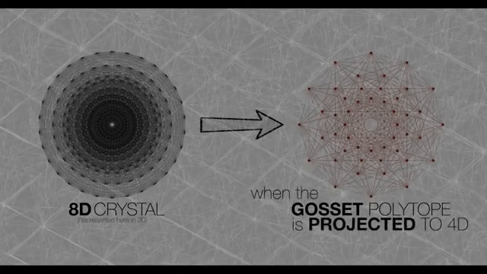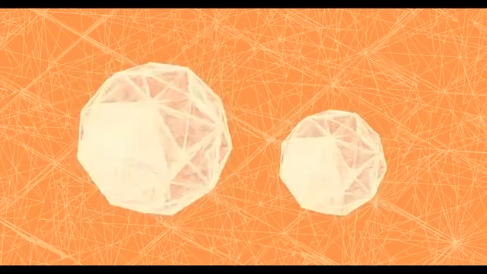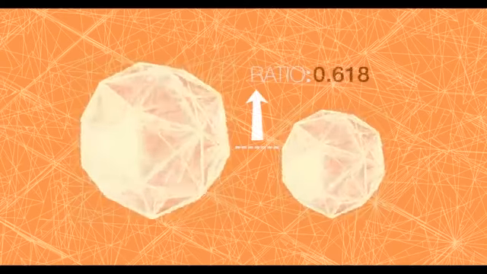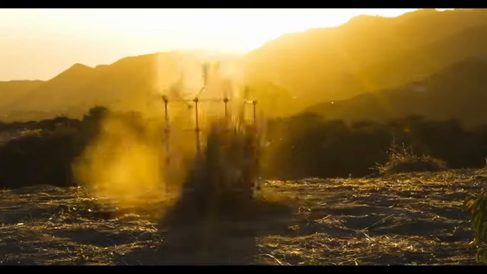When the Gaussian polytope is projected to 4D, it becomes two identical shapes of different sizes. The ratio of their sizes is a unique number, 0.618, also known as the golden ratio. The golden ratio may be the fundamental constant of nature.